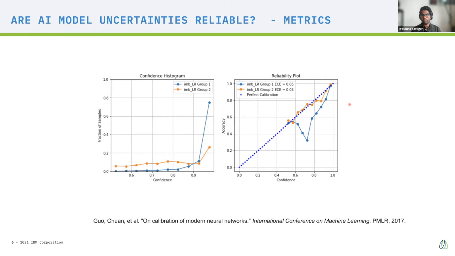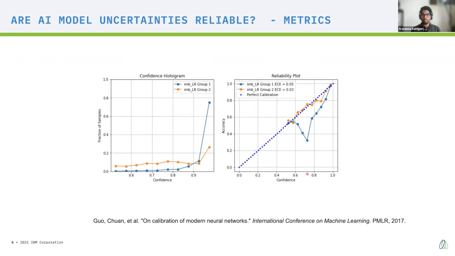So I'll briefly explain this, and it might be useful in the later hands-on sessions, right? So what is a good property of confidence scores or uncertainty estimates? In the classification case, let's say there's a binary classification task, and the model is predicting, for a certain group of instances, a score of 0.8 along with its predictions. Then a well-calibrated uncertainty score or confidence score would have an average accuracy of 80% on those instances. So that's what we expect.